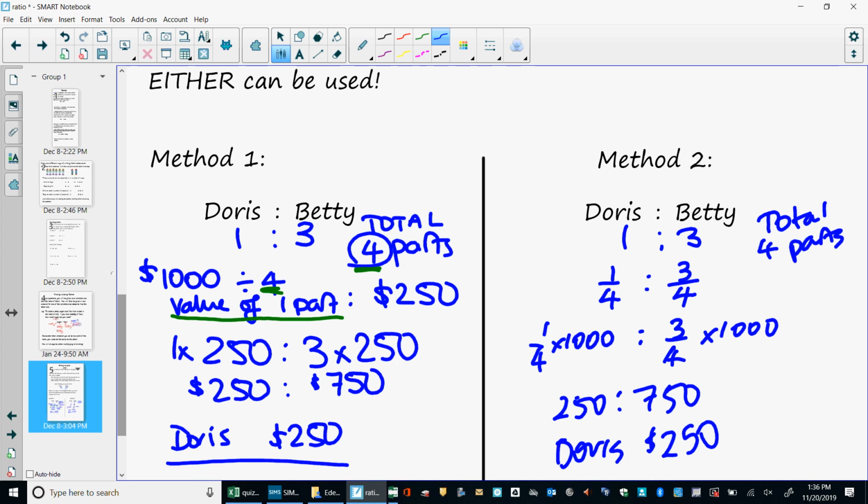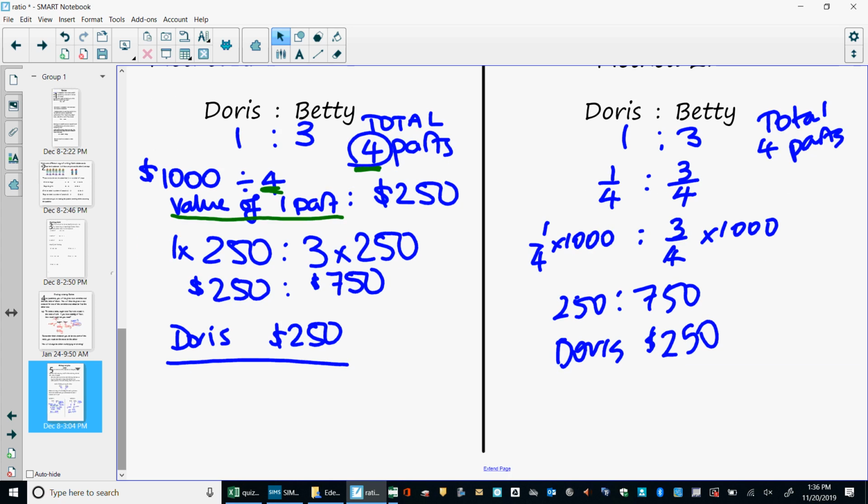Now, as I said, some people prefer one, some people prefer the other. Don't be one of those people that prefer neither. You've got to choose one of them. If for some reason you have a slightly alternate method that works all the time, go ahead and use that method, okay? But the principle for all of these is always going to be the same. We're establishing how many parts there are in total.